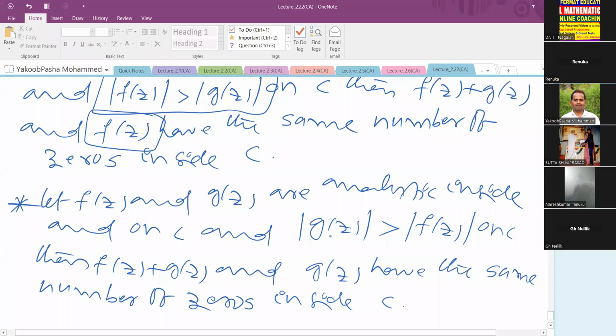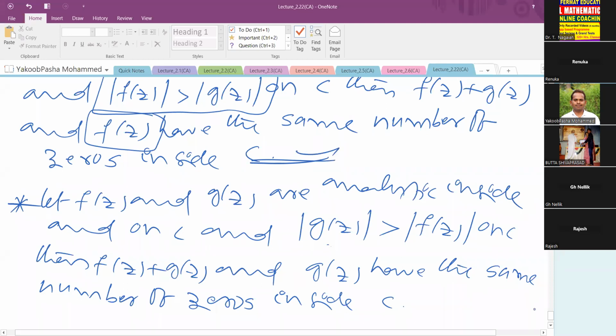Okay, condition ఇక్కడ మారింది చూడండి. Here the maximum value is modulus of f of z. Here the maximum value is modulus of g of z. So here we need to calculate zeros of f of z. Here we need to calculate zeros of g of z. In this case, the number of zeros of f of z plus g of z will be that of f of z, and in this case the number of zeros of f of z plus g of z will be the number of zeros of g of z inside the circle C.